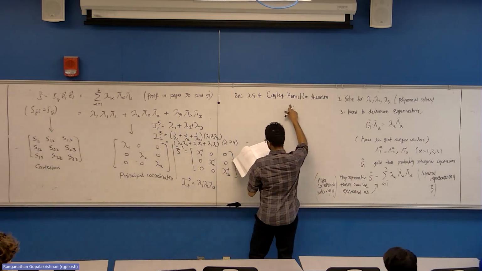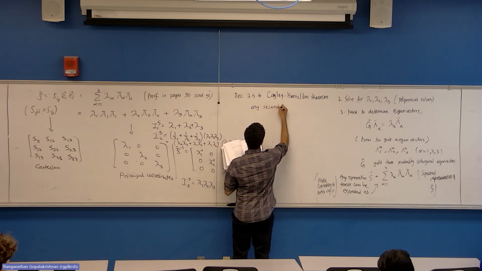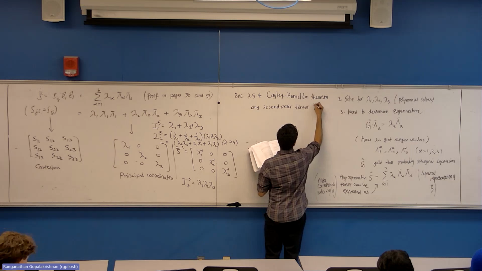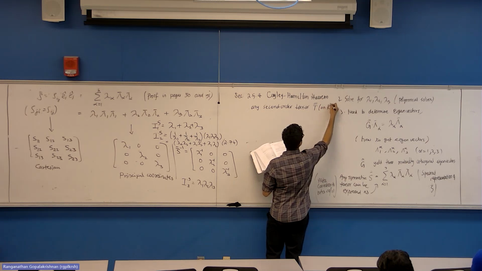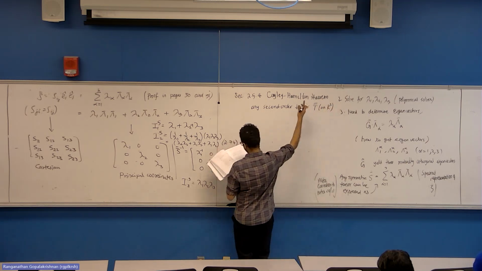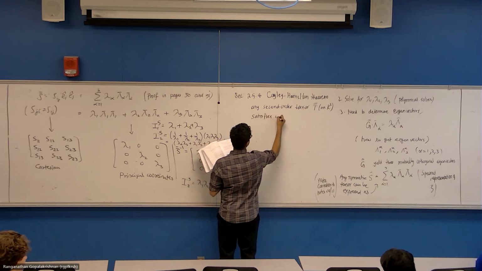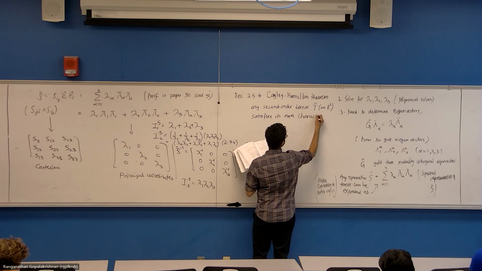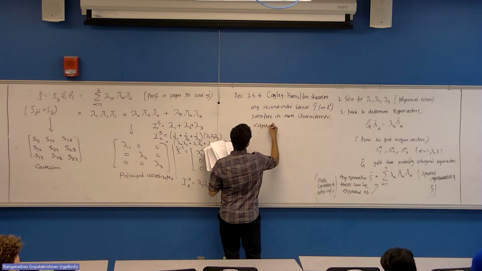The Cayley-Hamilton theorem states that any second order tensor, we'll label it T, whose components are real on R3, meaning the components are real numbers, satisfies its own characteristic equation. This is the theorem.